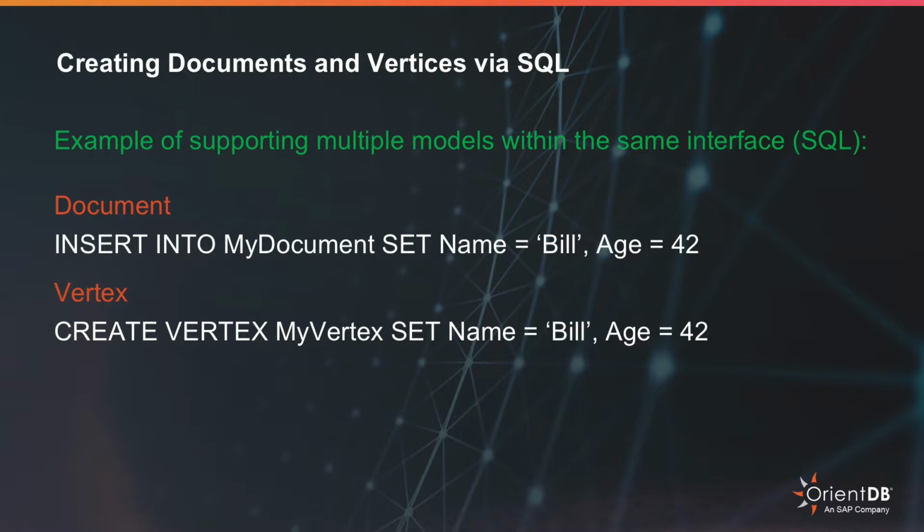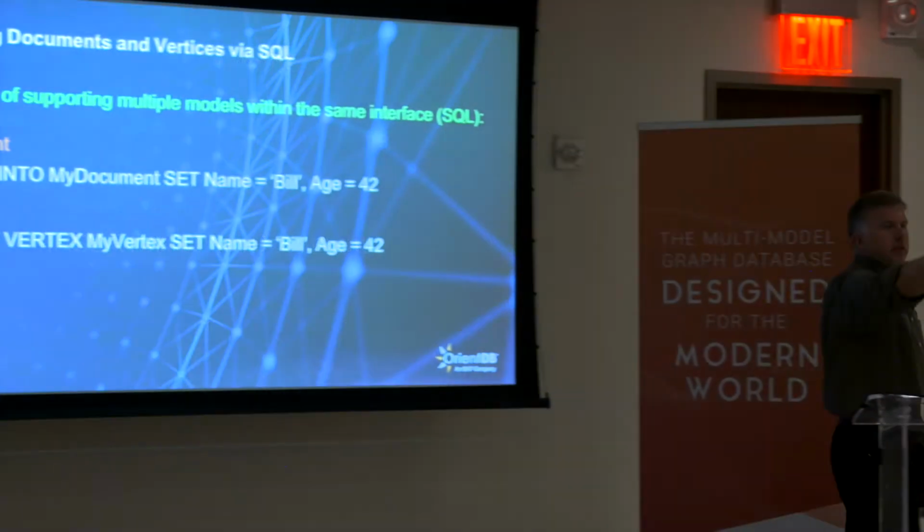Very quick, another example. If I want to insert a document, I can say insert into my document. This my document would be a class I defined earlier. And I do a set name and age. Conversely, for a vertex, create vertex, my vertex, but we still do this set name like that. This is a specialized keyword which tells the engine that it's a vertex and there will be edges applied to it at some point and so forth. What's significant is that we're showing you support of two different models, document and graph, in the same SQL interface. Any quick questions?